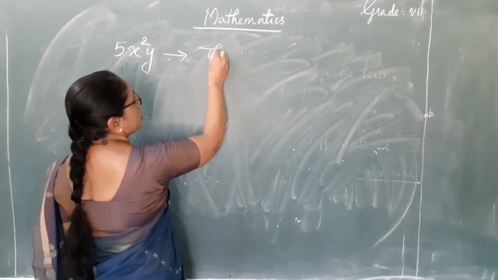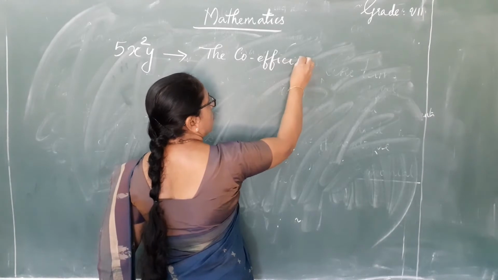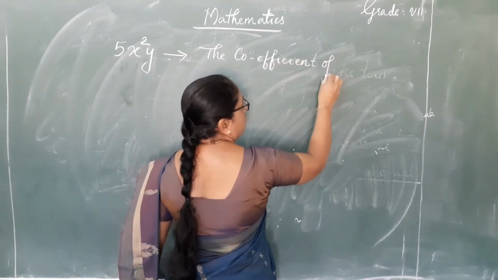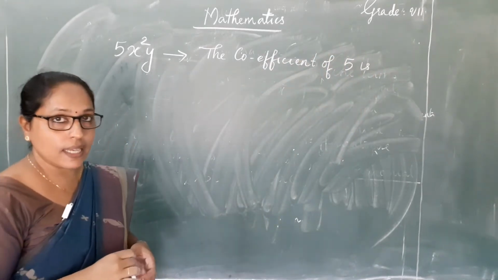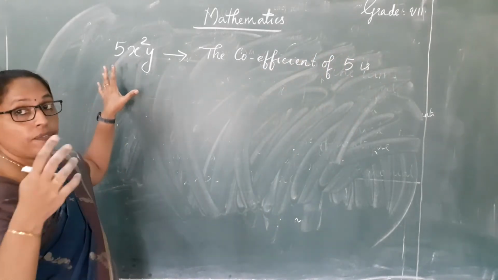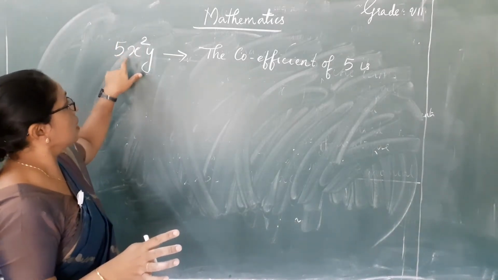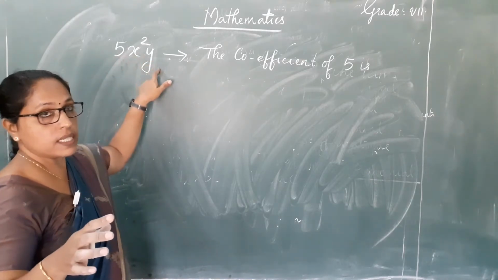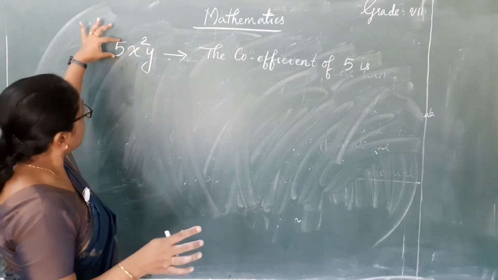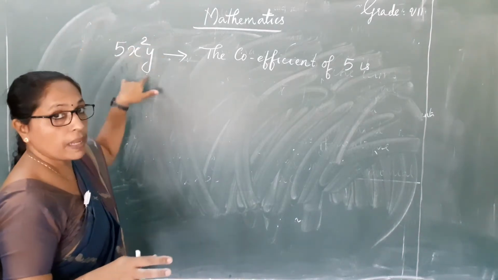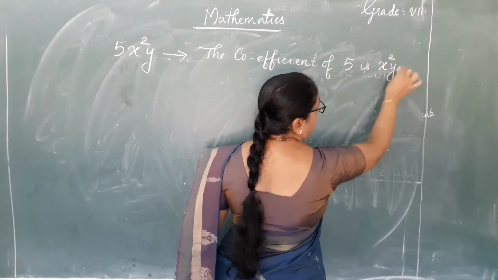So the coefficient of 5 is what? As I said, coefficients are factors in a term. So along with 5, what are the other factors? The other factors are x square and y. So the coefficient of 5 is the remaining factors' product, that is x square y.